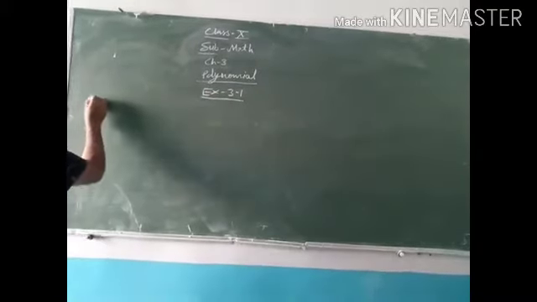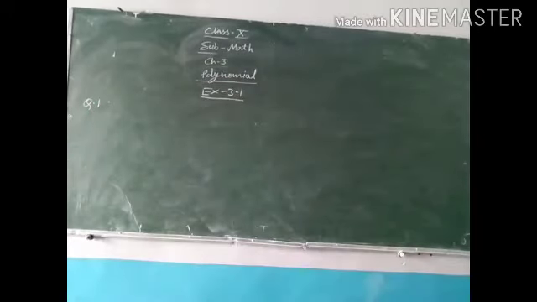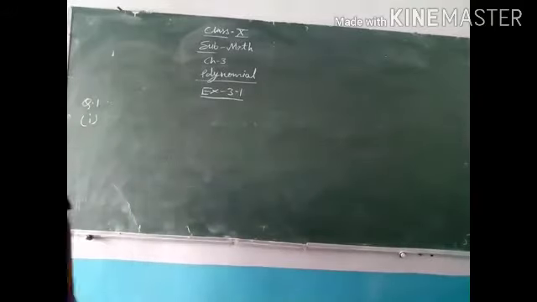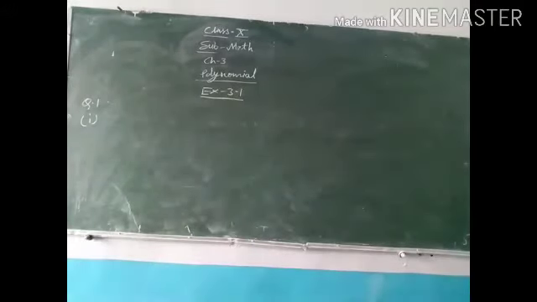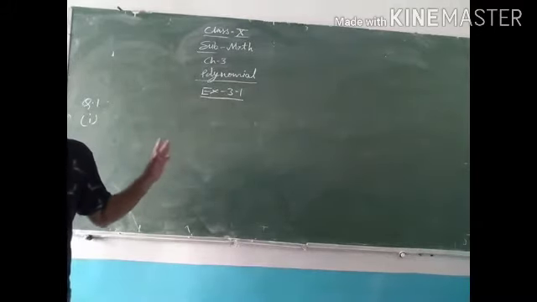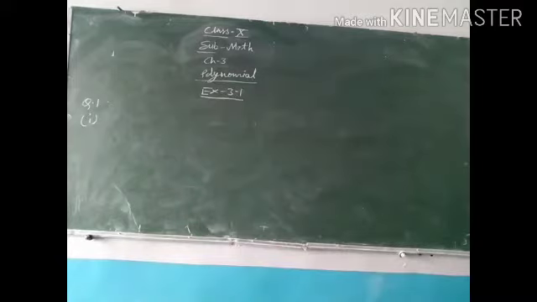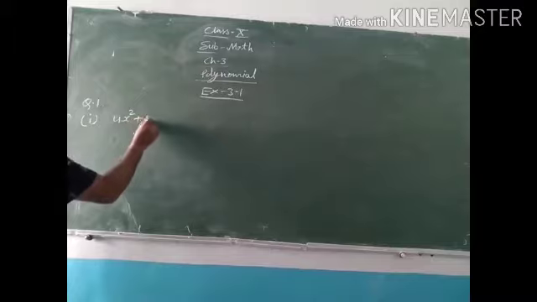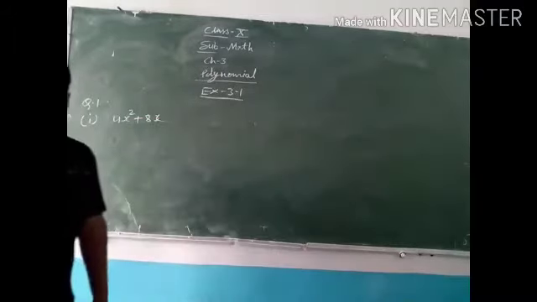Question number first. Question number first is, find the zeros of the following quadratic polynomials and verify the relation between the zeros and coefficients. Okay, so you can write the question from the book, and now we have to find the zeros, and we have to show the relations of these polynomials also. So the first one, 4x square plus 8x.